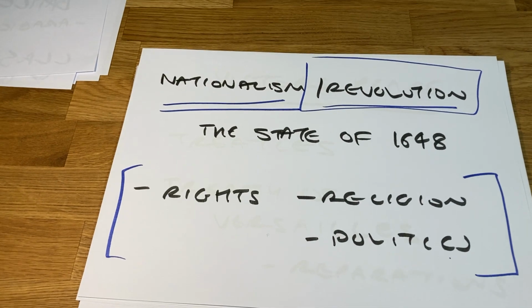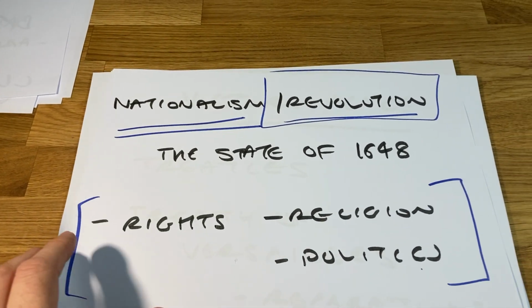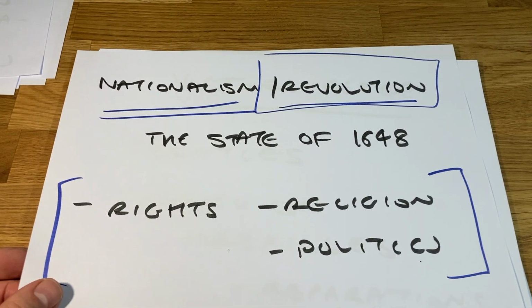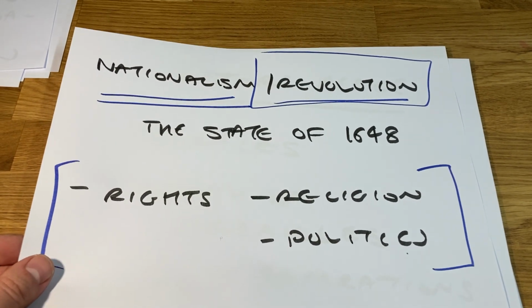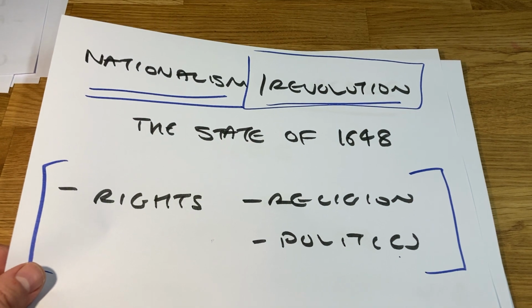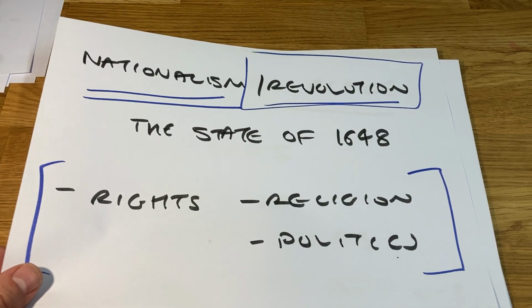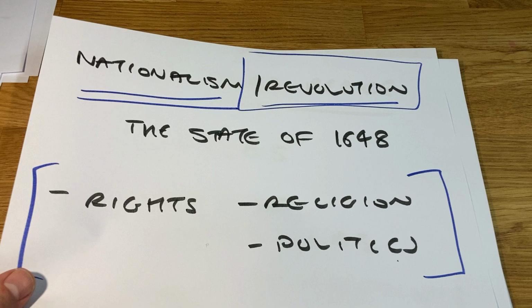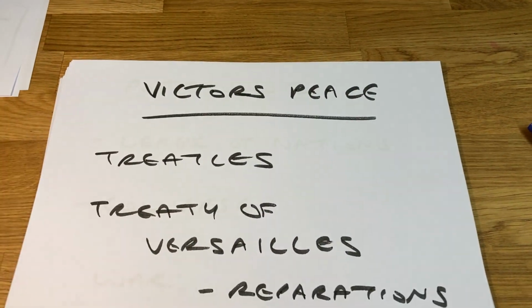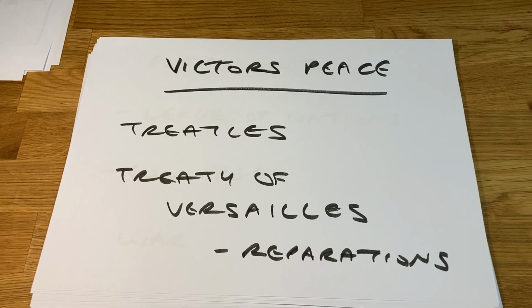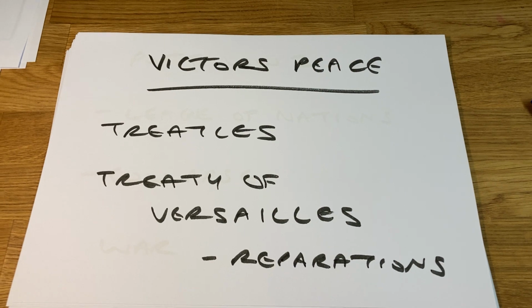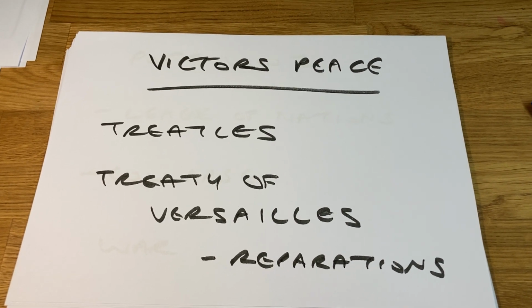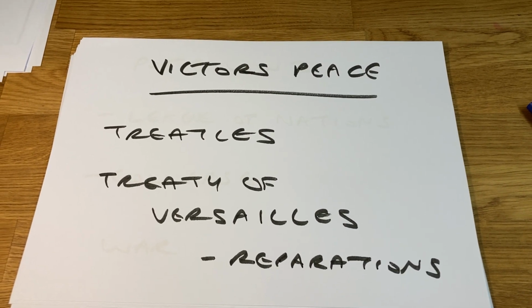So nationalism, the idea that you are French, that you are British, that you represent France, that you are fighting for France, that you are fighting a campaign of revolution to spread the ideals of liberty, equality, and fraternity. Those really come to the fore in that period. And what happens at this period is you have what's called a victor's peace, where whoever wins gets to dictate the peace.